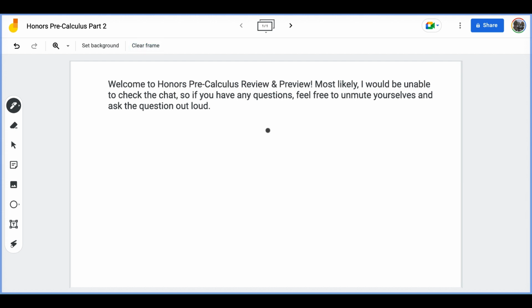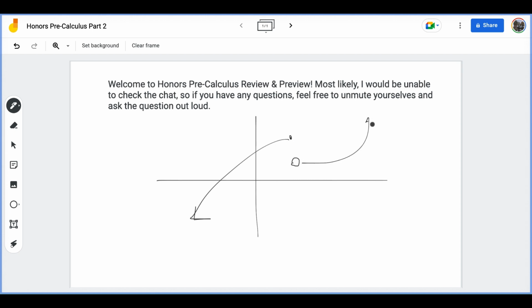Another example. Let's say it looks something like this, a piecewise function. What would the limit be here? Well, in this case, the limit does not exist. Not because there is an empty circle here and a closed circle here, but because for a limit to exist, both one-sided limits must exist.